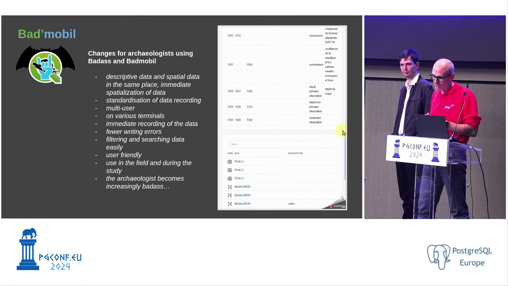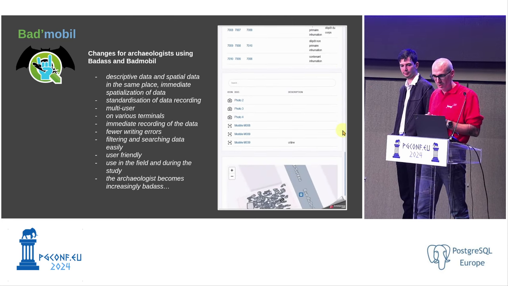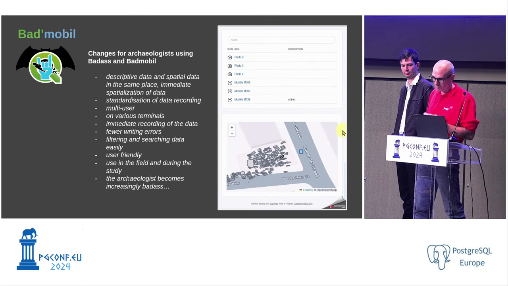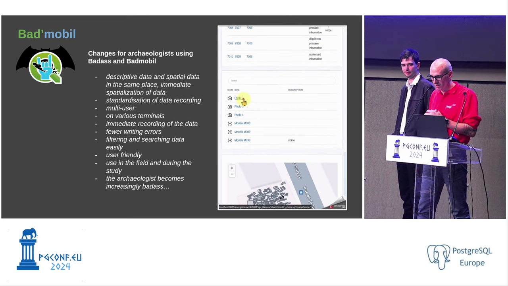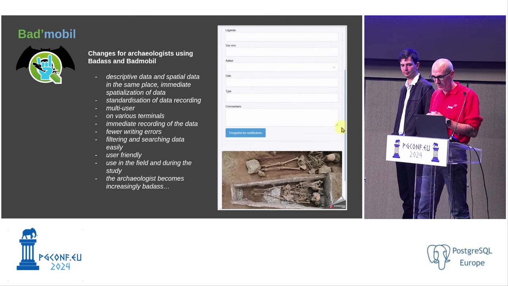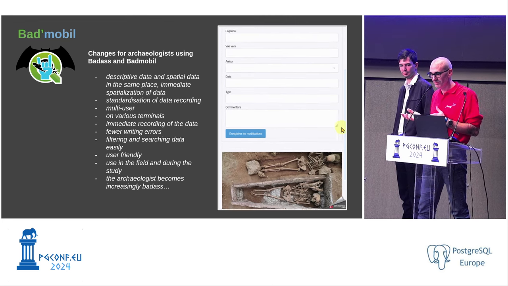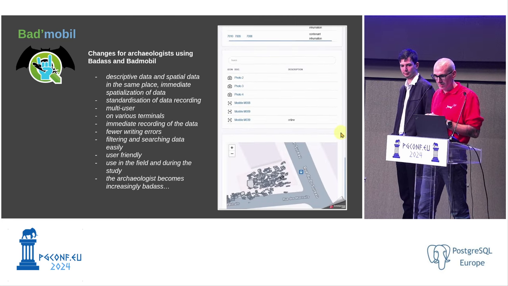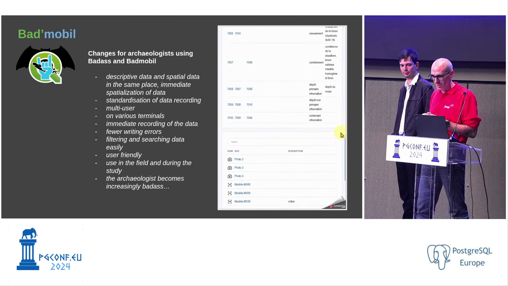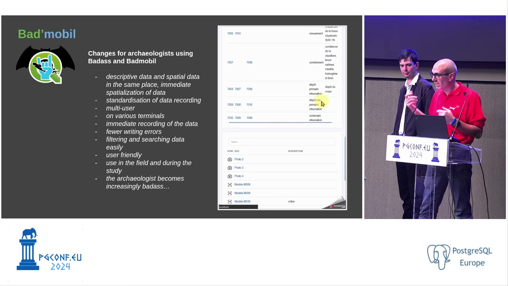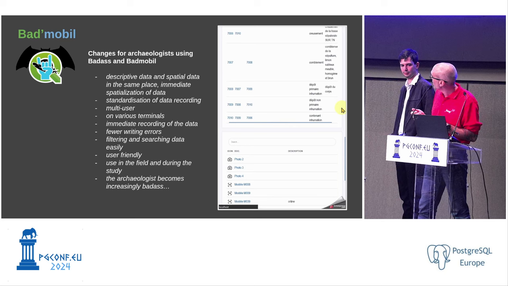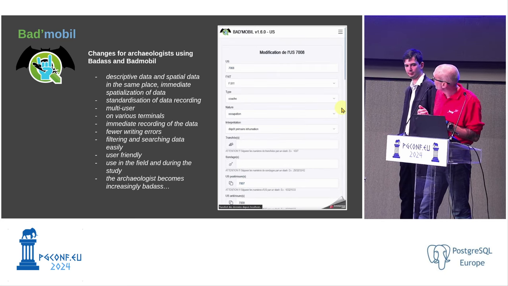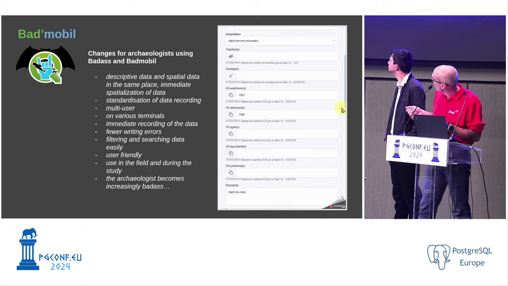All the components, the photos, the photographic model, and the map component with the geometry. We can see photos. Okay, we can click on a component of this burial. Sorry, it's a little bit longer.